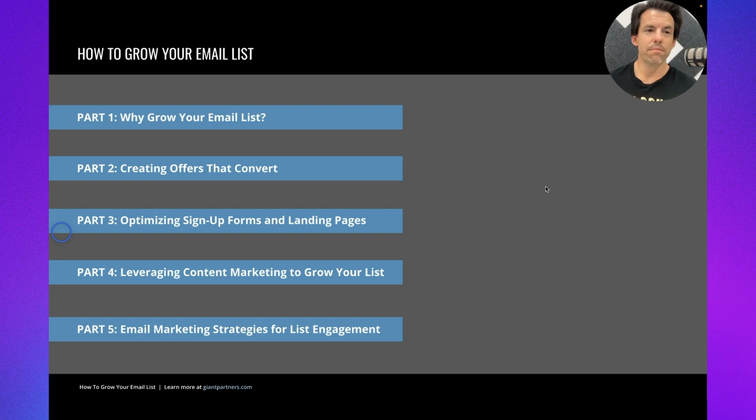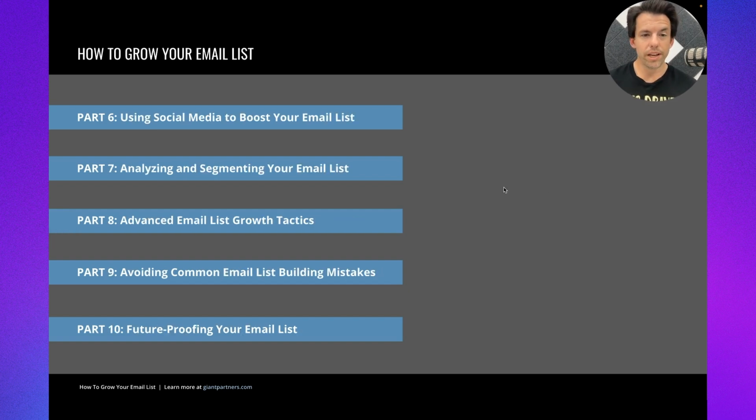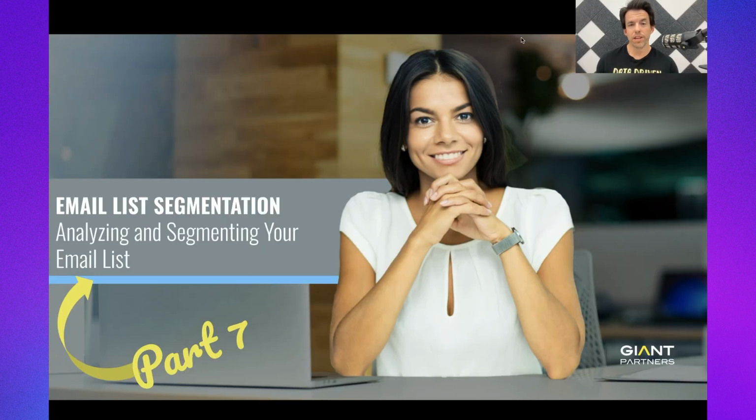So quick recap for our series. We've gone through 6 parts already. Part 1 through 5 is all about why it's important, creating offers, landing pages, using social media. Now we're diving into the email list analyzing and segmentation. All right, email list segmentation, let's dive in.